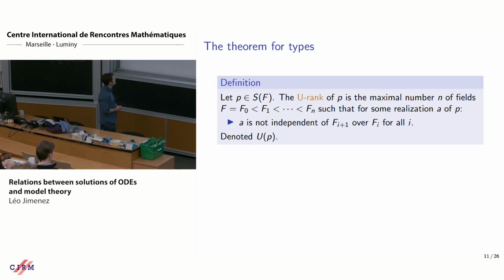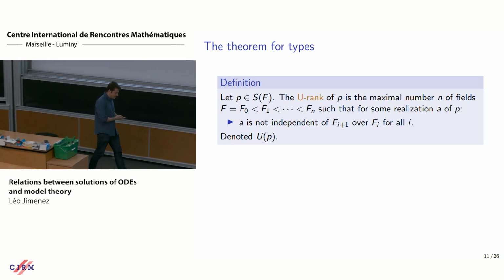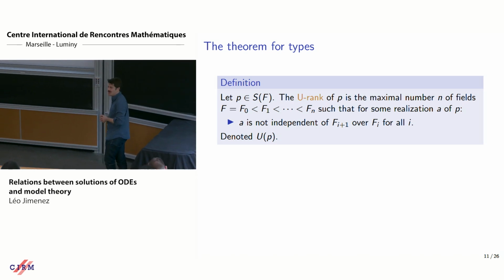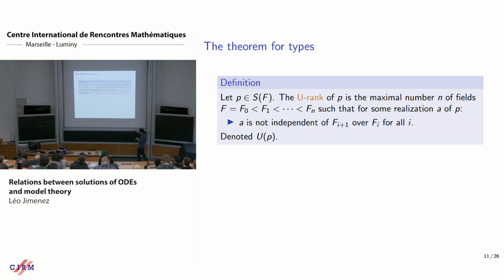Okay. All right, so now I need to define a rank. Let's look at a type over F. The U rank of P is the maximal number of field extensions of F that I can take, F0 up to Fn, such that there is a realization A of P such that A is not independent at each step of F(i+1) over Fi.